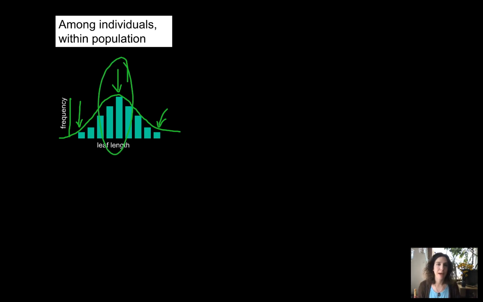Very few individuals have leaves that are very long. Again, very few individuals have leaves that are very short. And we have this natural bell curve where most of the individuals in a population have the average leaf length or petal length, whatever the structure is that we're looking at.